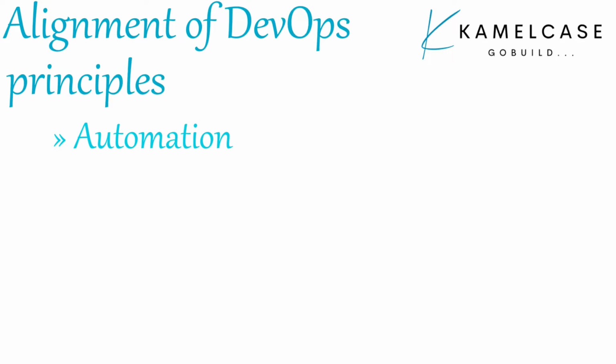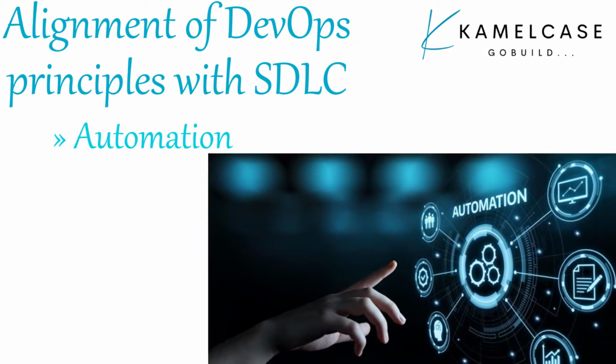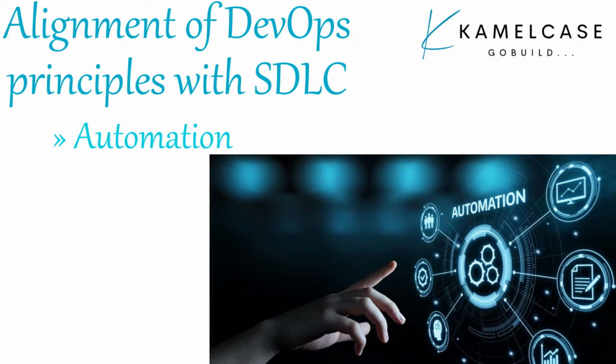First of all, let's discuss how automation aligns with the SDLC. Automation streamlines tasks across the entire SDLC, reducing manual effort and errors. For example, in the SDLC's build and compile phase, automating code compilation and unit testing using CI/CD pipelines ensures that code is consistently built and tested without human intervention.